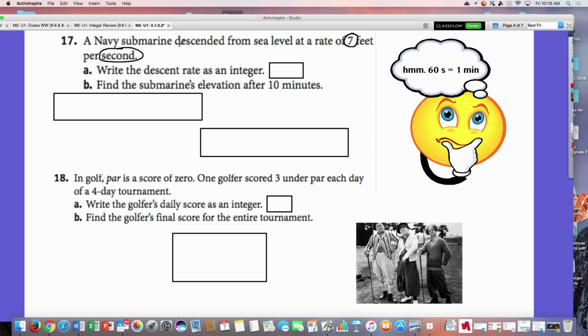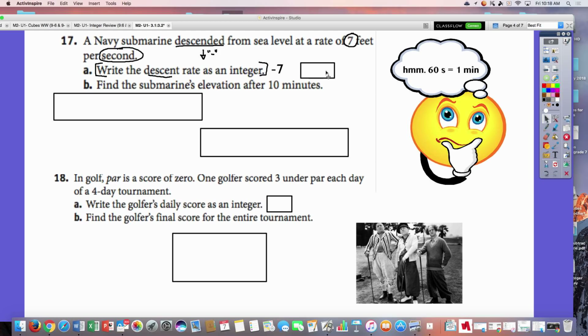And it says descended. That's a term I'm going to need to use. That's going to be important, and we know descended means goes down. So let's look to see if it's going to be a negative number. Usually when they say something like descended or reduced, it's going to be negative. Write the descent rate as an integer. So they're asking us for a number to write the descent rate. Well, it's 7 feet per second going down. What do you think you're going to write? Negative 7. It's going down 7 feet per second.